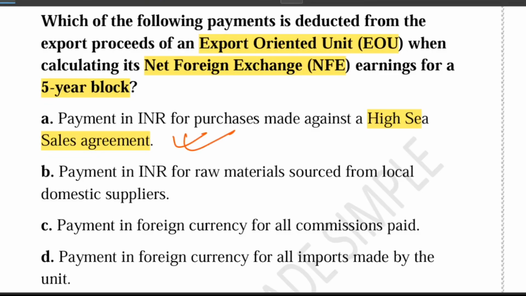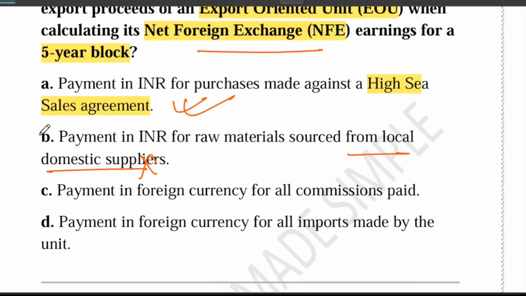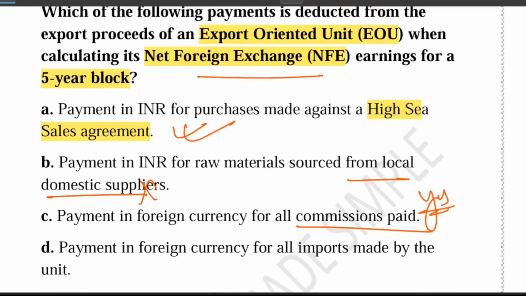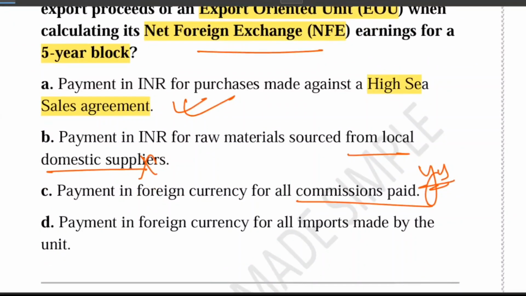What about B? B says local domestic supplier. Actually B is all about local raw material in INR. So this is not deducted, because domestic purchases don't affect foreign exchange. We have to see which option is affecting our foreign exchange. Tell me, will any domestic purchase affect foreign exchange? Obviously not. So B is incorrect. What about C? C says commission in foreign currency. Yes, very good concept, commission paid in foreign currency is deducted, but the question focuses on the unique case of INR-based HSS. That's why C is also wrong.